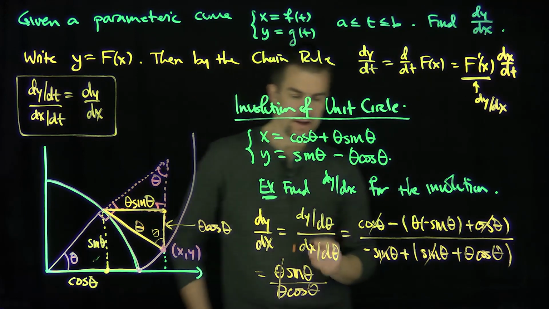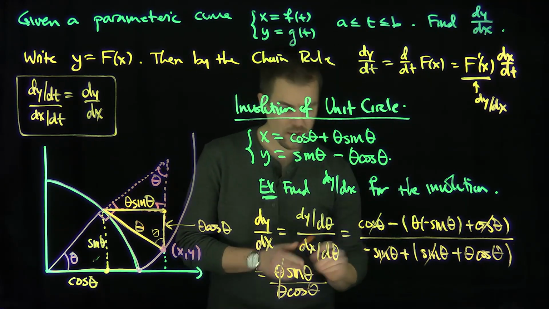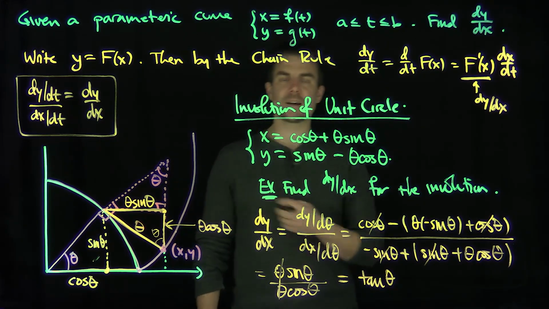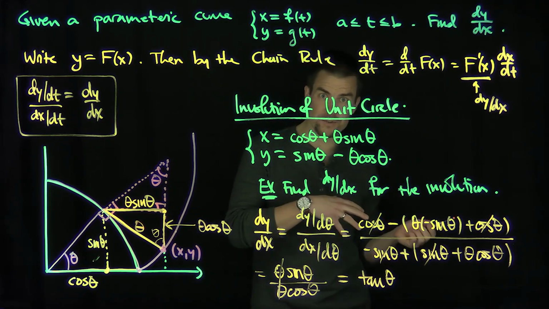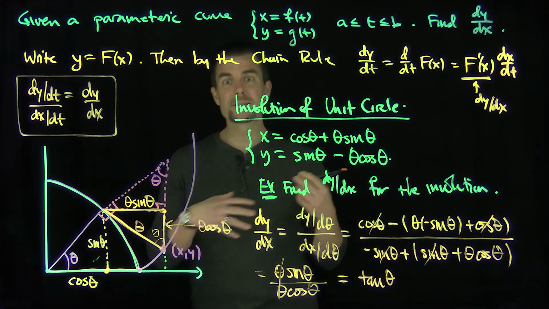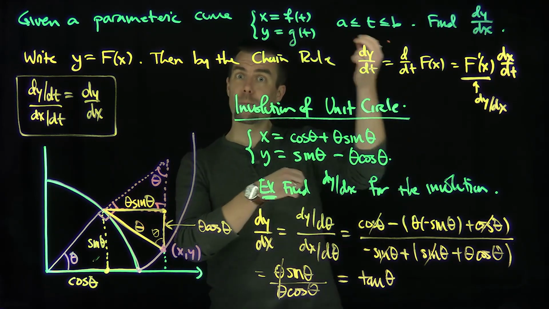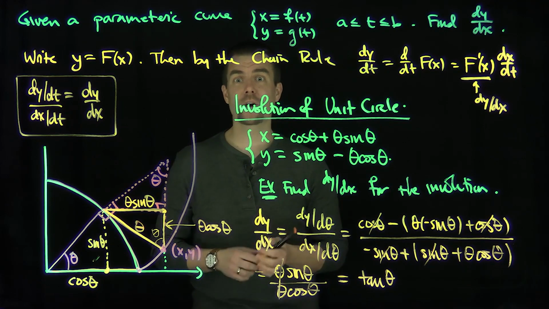The thetas cancel out. And so that says for the involution of the circle, my dy dx is really just the tangent of theta. So for the involution of the circle, the slope is the tangent of theta, where theta is the angle at which the rope or the string has been pulled out along the x-axis in a taut fashion.